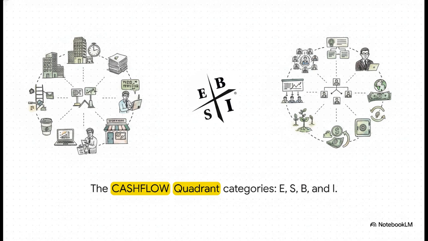Right below that is S for self-employed or small business. This is where you essentially own a job. Think of a freelance graphic designer. Now, jump over to the right side. We have B for big business owner. This is where you own a system and people work for you, like the founder of an agency with maybe 50 employees. And finally, I for investor, where your money actually works for you, maybe by living off dividends or real estate income. So take a quick second and ask yourself, which quadrant generates the vast majority of your income today?